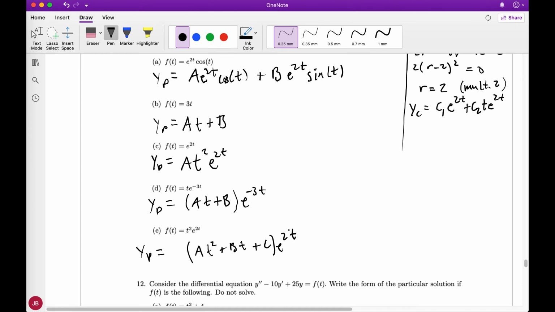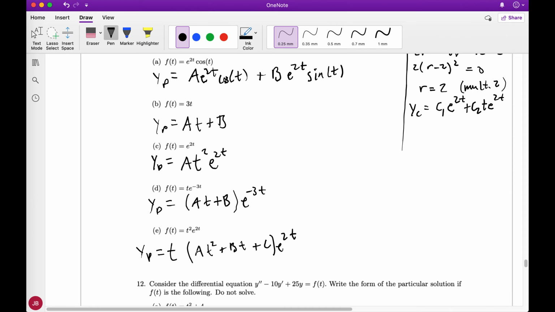But now, check if any of this is represented in your complementary. So you'll notice that if you were to expand all of this out, you would get a constant times e to the 2t. Well, that's already represented in your complementary. So what do you do? You hit all of this with a factor of t.